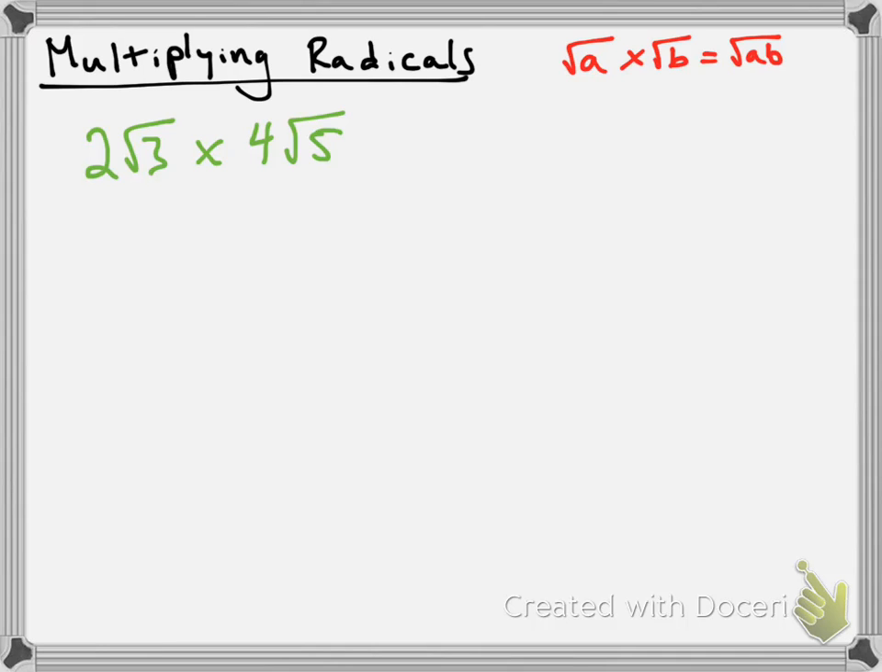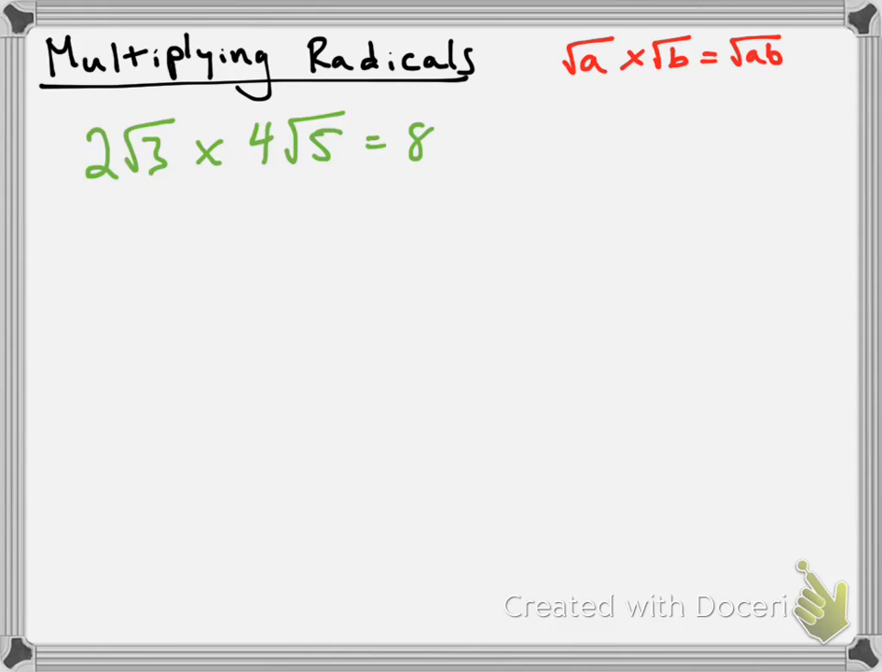So here's what we're going to do first of all. These are both mixed radicals, right? 2 root 3 is a mixed radical with a coefficient of 2, and 4 root 5 is a mixed radical with a coefficient of 4. So when multiplying radicals like this, I'm going to start by multiplying the coefficients. So I'm going to do 2 times 4. Okay, well 2 times 4 is 8.